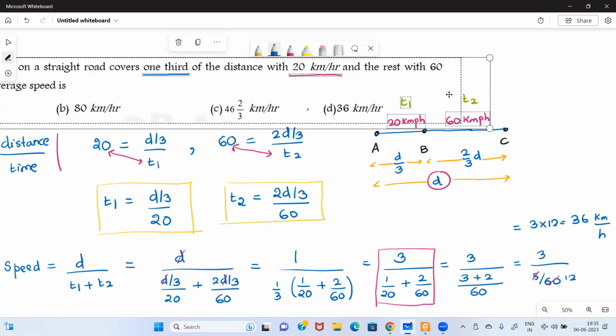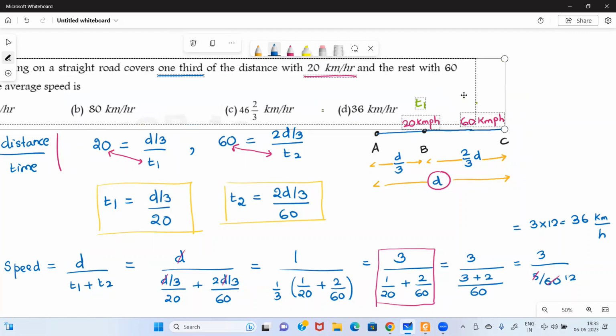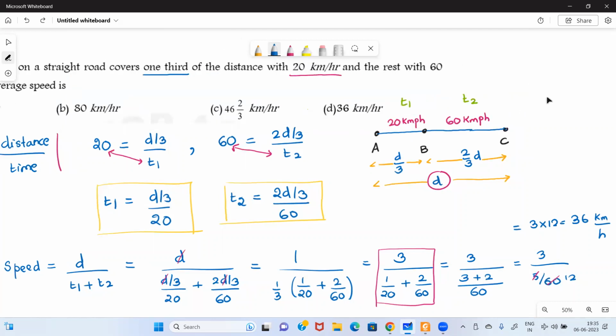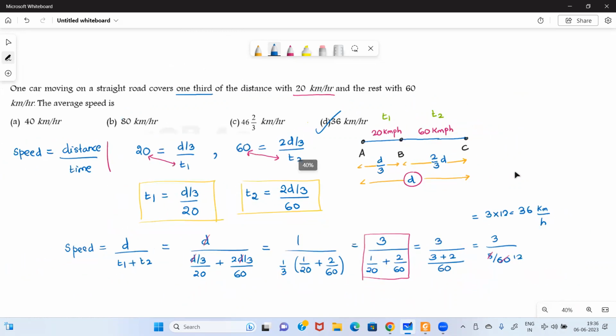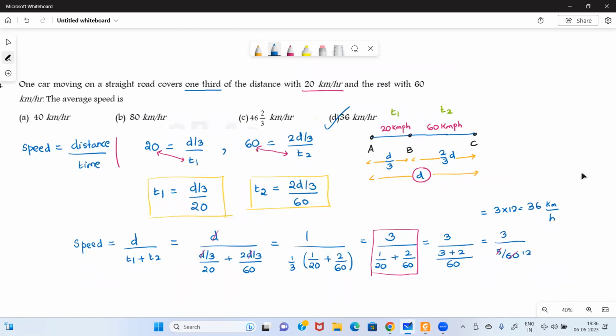So which among the options is correct? Option D. Yes, option D is correct. Is it clear, students? Now I am also going to tell you a technique for solving this faster.